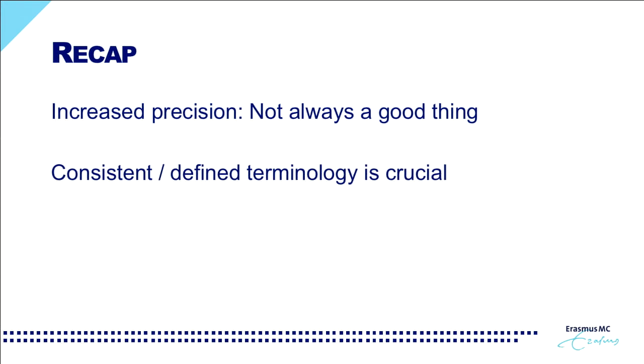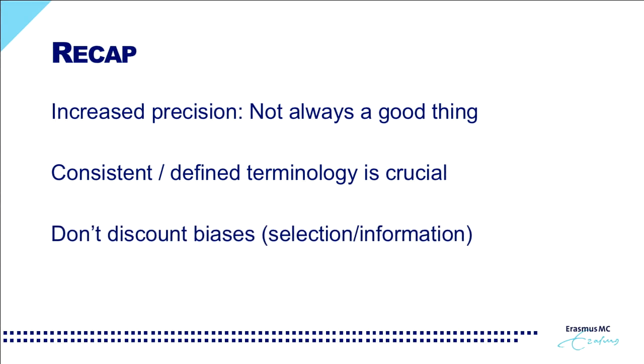It's important to use consistent and well-defined terminology. This is for your audience. This is for reviewers. It will make everyone's lives easier to understand exactly what's being done in the work. With smaller studies, we often discount potential biases. That can't be done with small studies, and it certainly can't be done with larger studies. So think about the types of selection bias that you have in your work. Think about different types of information bias. Those are the two crucial ones that you should be aware of.